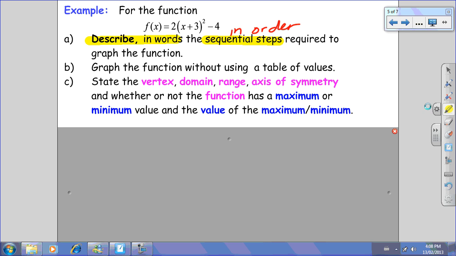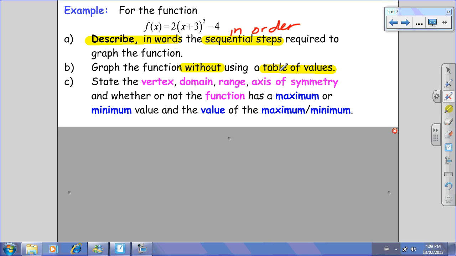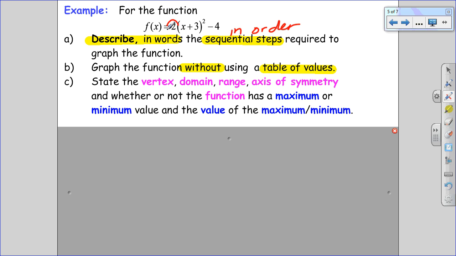We also want to graph it without a table of values. That's really important. And then we need to state the vertex, domain, range, axis of symmetry, whether or not there's a maximum or a minimum, and what that value is. So the first thing I need to look at, again, I go back to my equation and I start left to right.